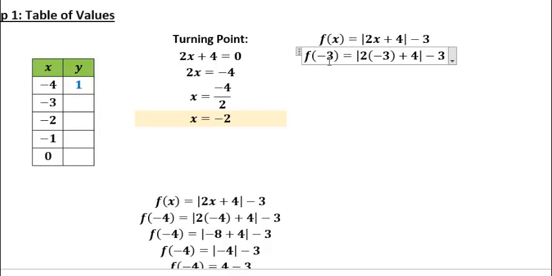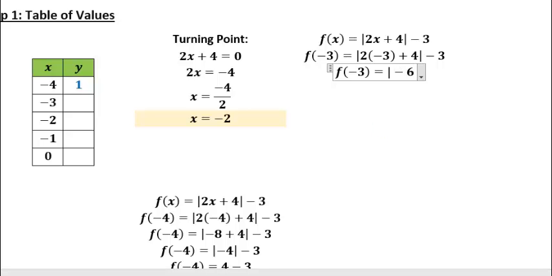Okay. So I'm going to copy the first part of the exercise, f(-3) equals, vertical bars, 2 times -3, that will be -6. And I copy +4, I copy the vertical bars, -3. Then inside the bars, -6 plus 4, that will be -2.